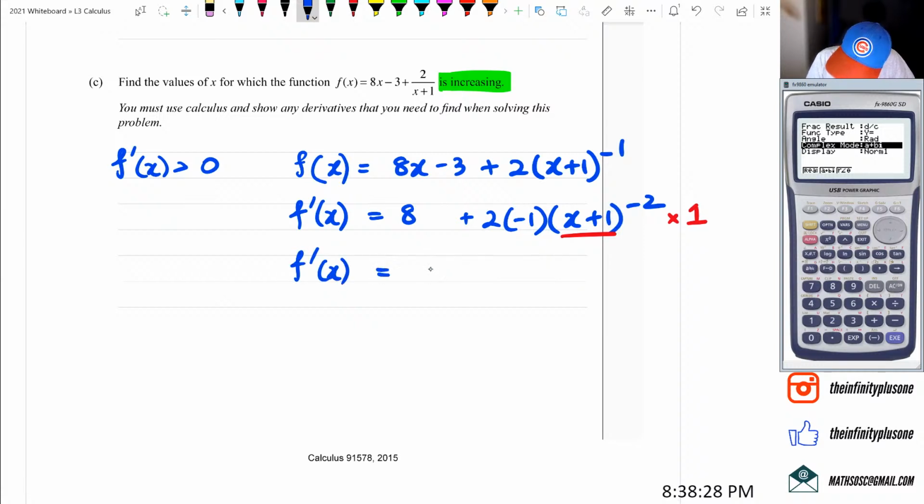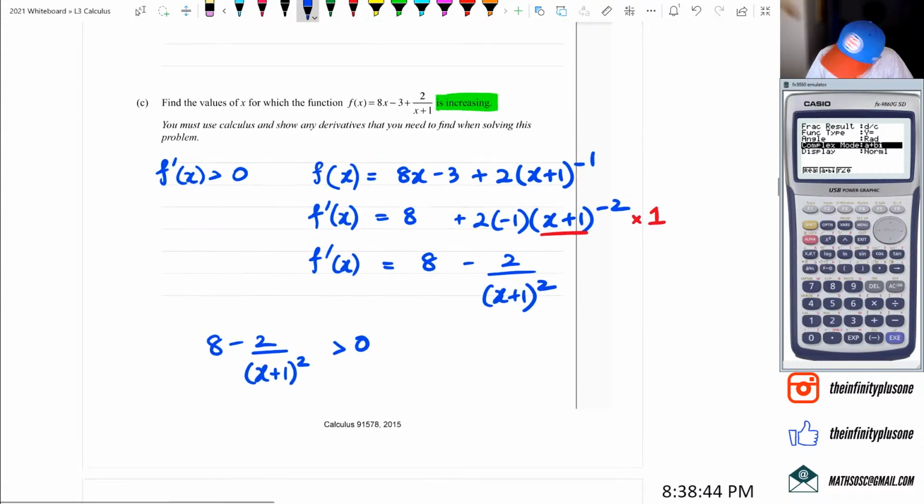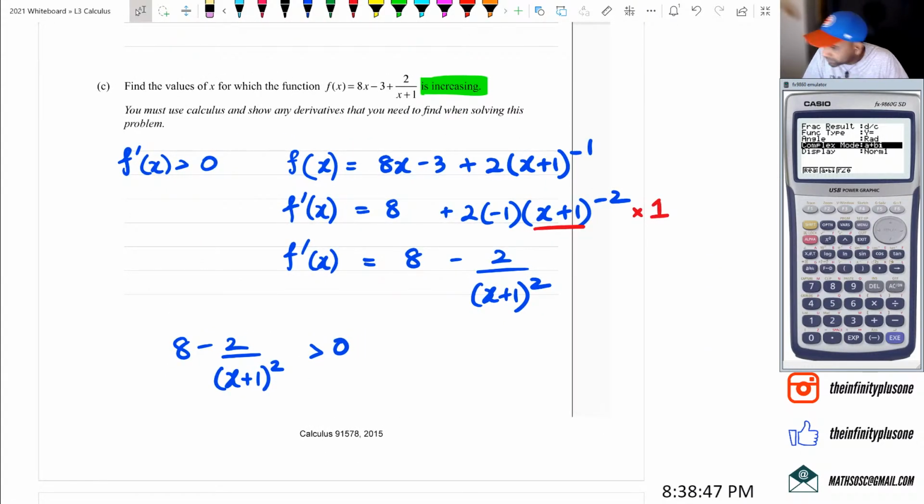So what we've got here is 8 minus 2, and in the denominator we've got x plus 1 to the power of 2. Cool. With that in mind, we're going to write down 8 minus 2 over x plus 1 squared is greater than 0. We're going to have to rearrange this.